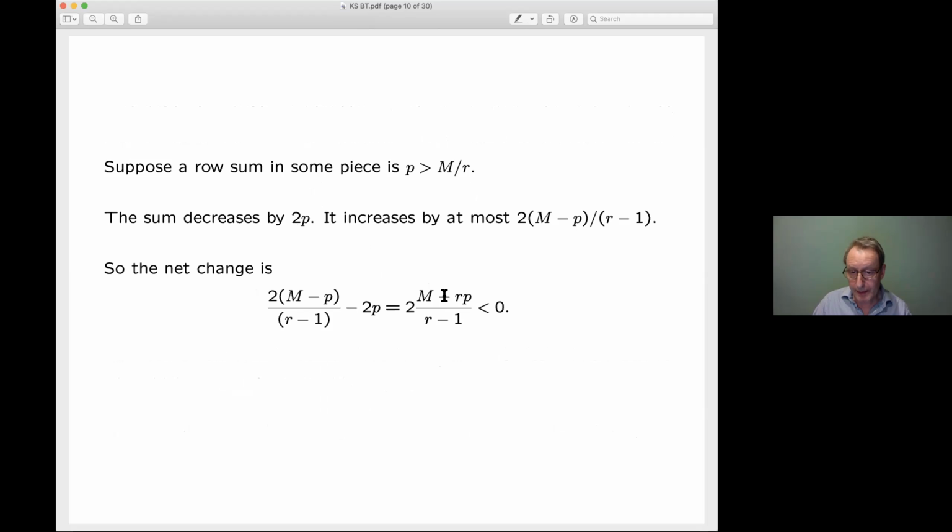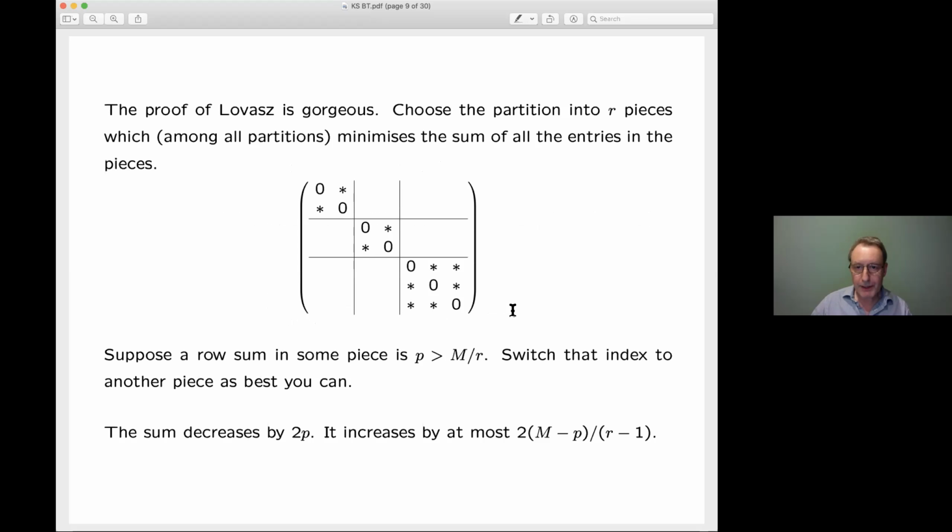As long as p is bigger than m over r, which was what it was supposed to be, this is negative. And so that contradicts the fact that we chose the partition with the smallest sum. So automatically, choosing the partition which minimizes the sum makes all these row sums less than what they're supposed to be. It's an extraordinarily magical argument.